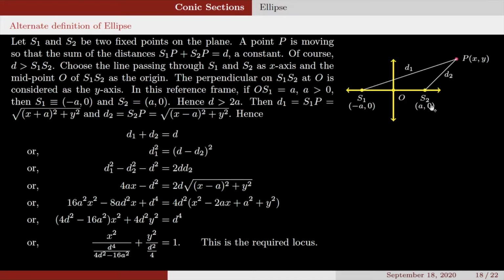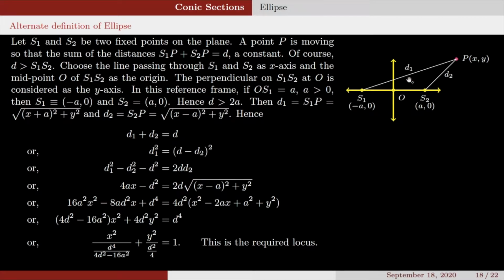S1 and S2 are two fixed points, so the line passing through them will be a fixed line. We choose that as our x-axis. Now we choose the midpoint of the line segment S1, S2, which is a fixed line segment since these two are fixed points. So the midpoint will be a fixed point, and you choose that as your origin. You consider the perpendicular at that point on this line, which will be a fixed line, and choose that as your y-axis.